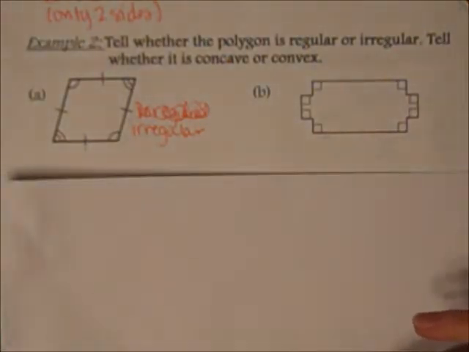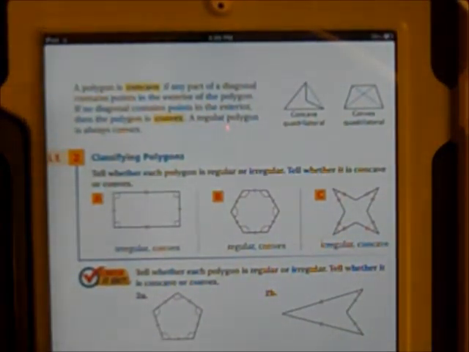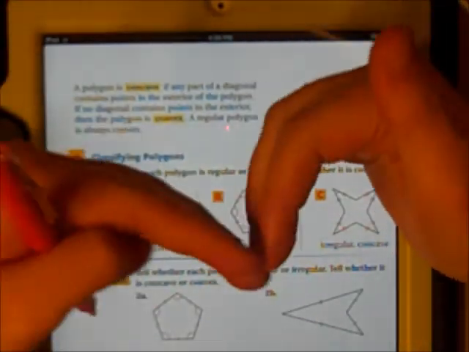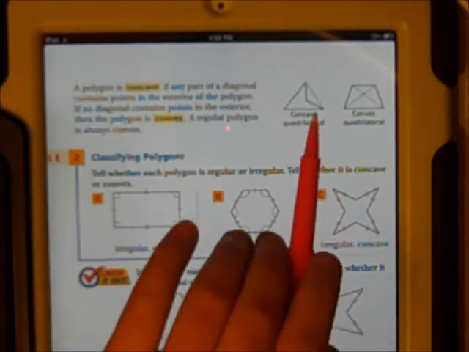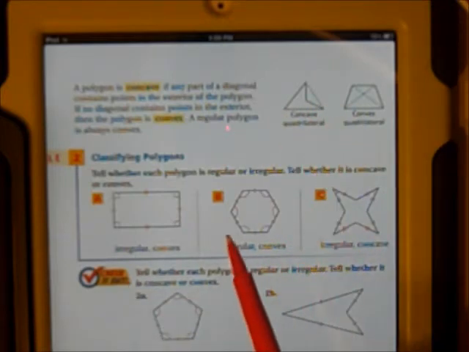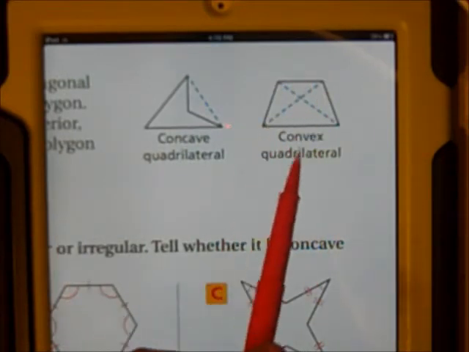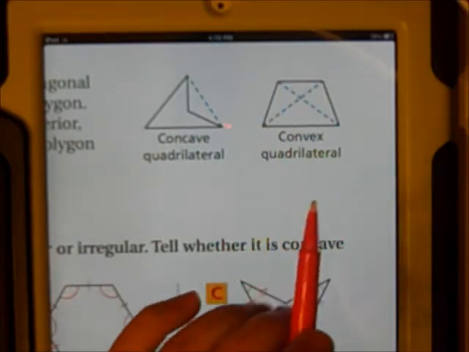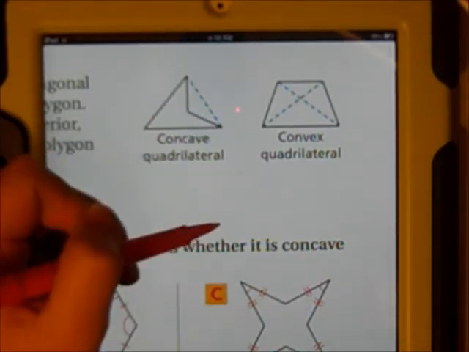There we go. Irregular. Oh, we didn't talk about convex and concave. I'm silly. So convex means that everything points outward. Concave means that something is caved in and it points towards the center. So concave is pointing in, convex is everything pointing out. The way that the book defines it is by using the diagonals. In a convex polygon, all the diagonals are going to be completely inside the figure. In a concave polygon, you're going to be able to draw a diagonal somewhere that at least part of it is outside the figure.